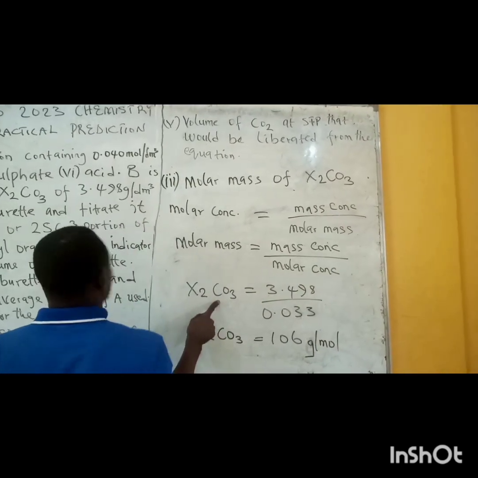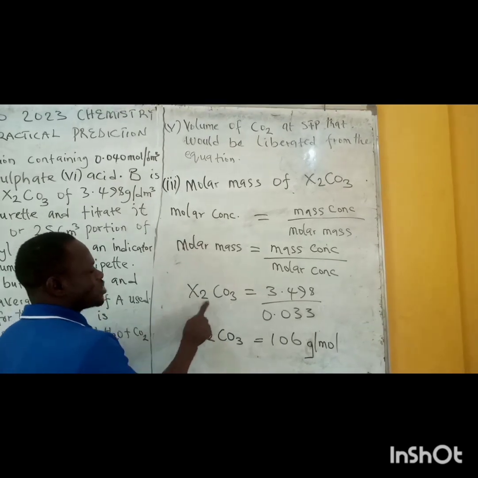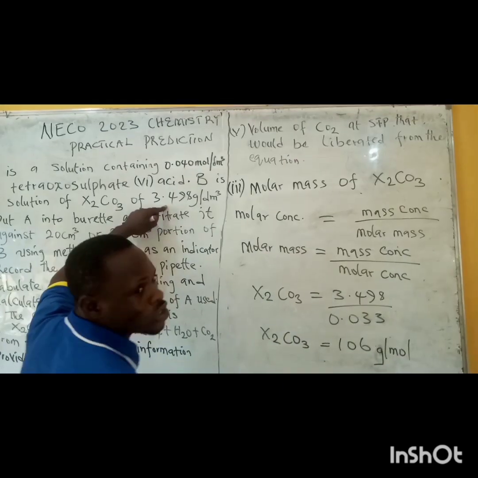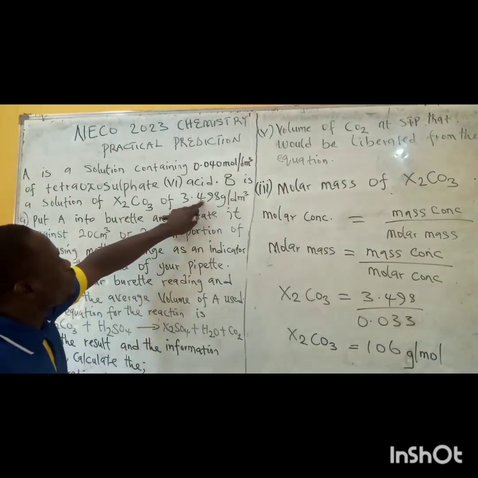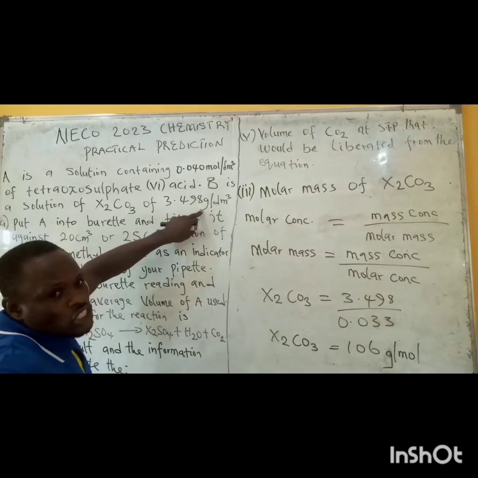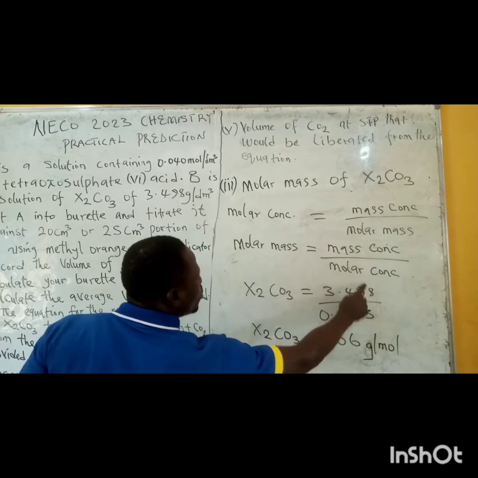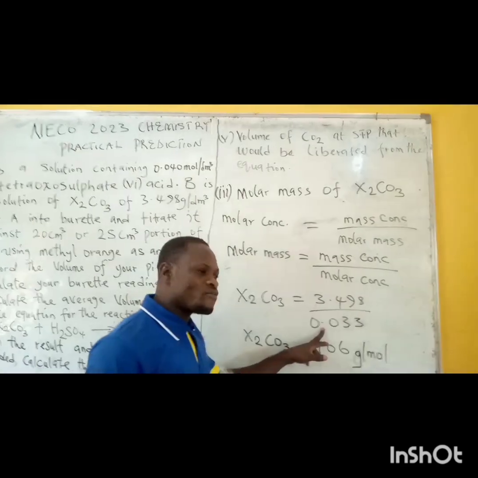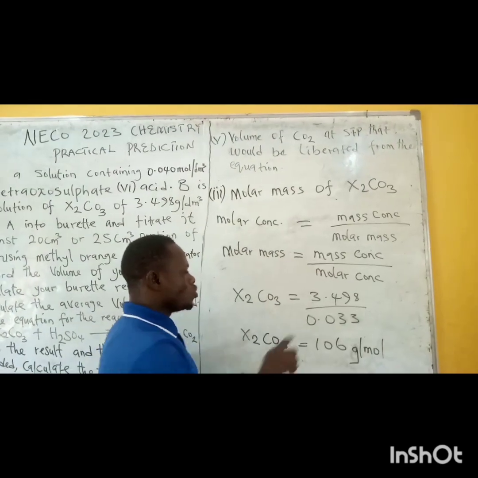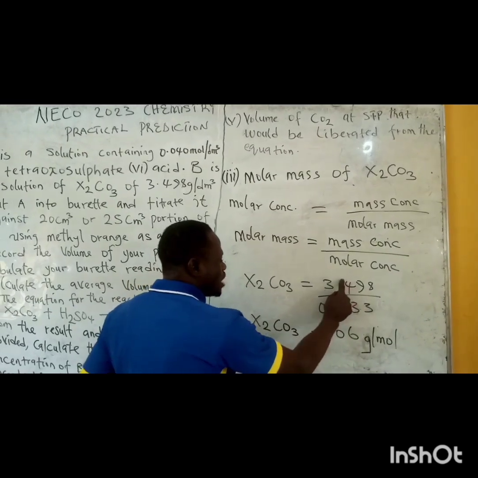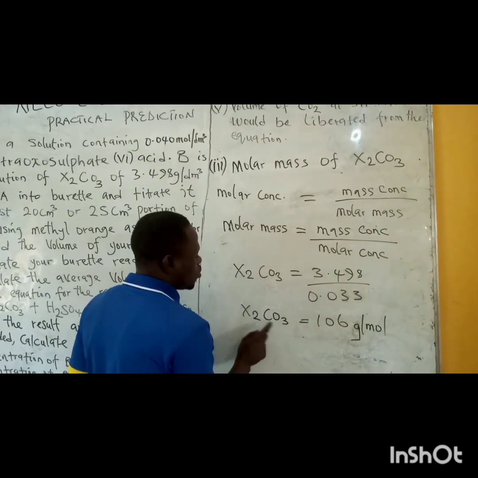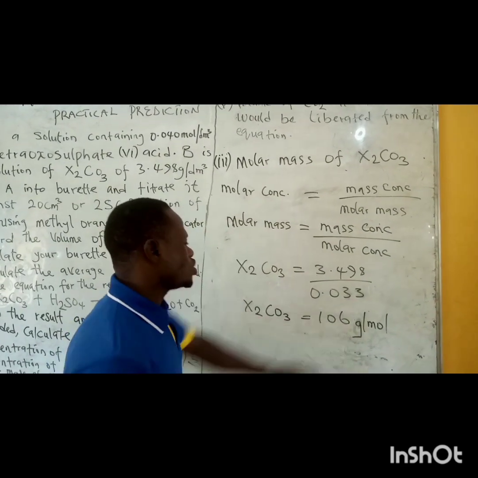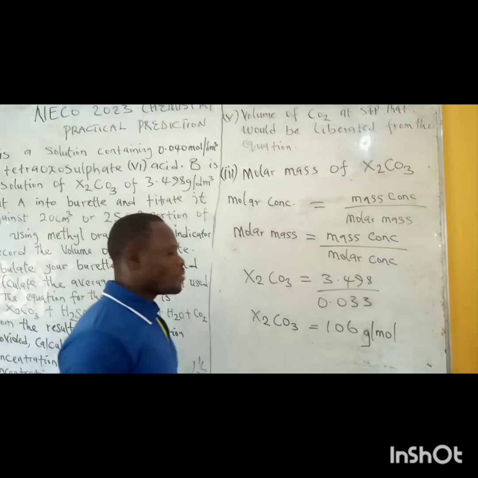The molar mass they ask us to calculate is that of the base. It equals the mass concentration of this base, which we have in the question as 3.498. Remember, mass concentration is given in grams per dm³. Then divide by the molar concentration, which is the one we have in our first calculation, that is CAVA. When you divide this one by this one, you have the molar mass of B equal to 106 grams per mole.